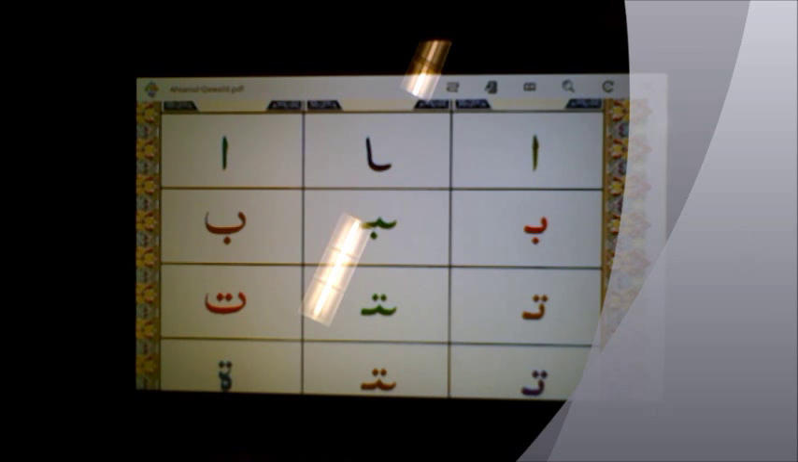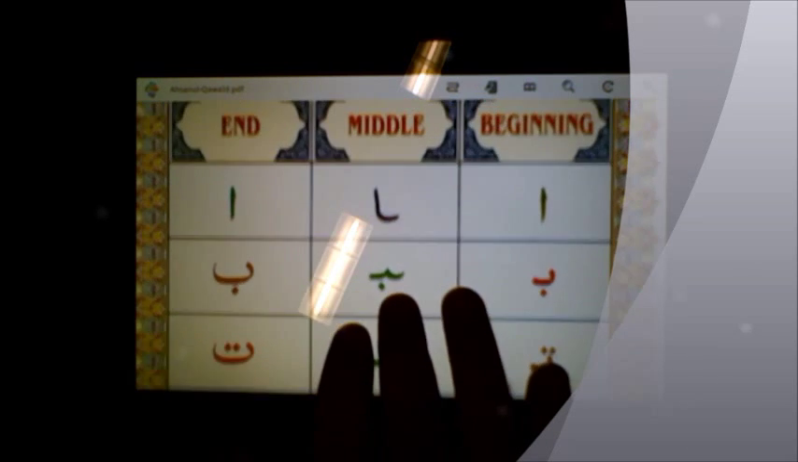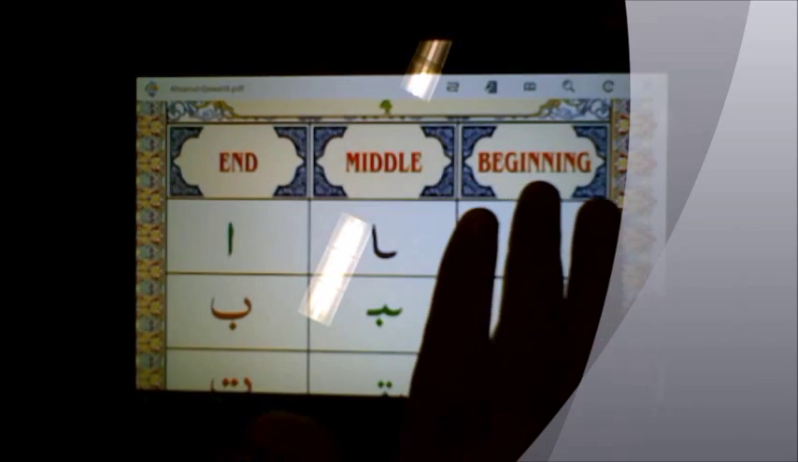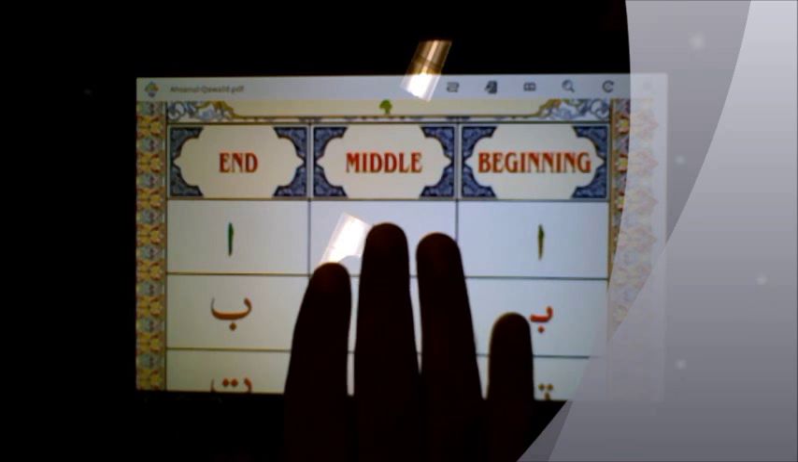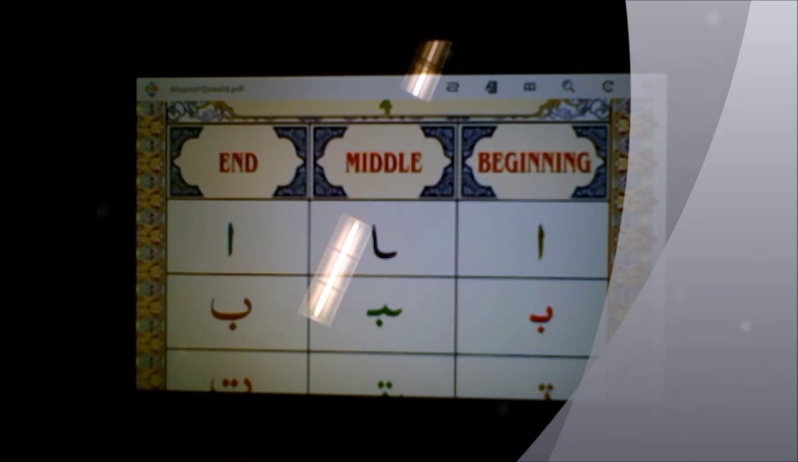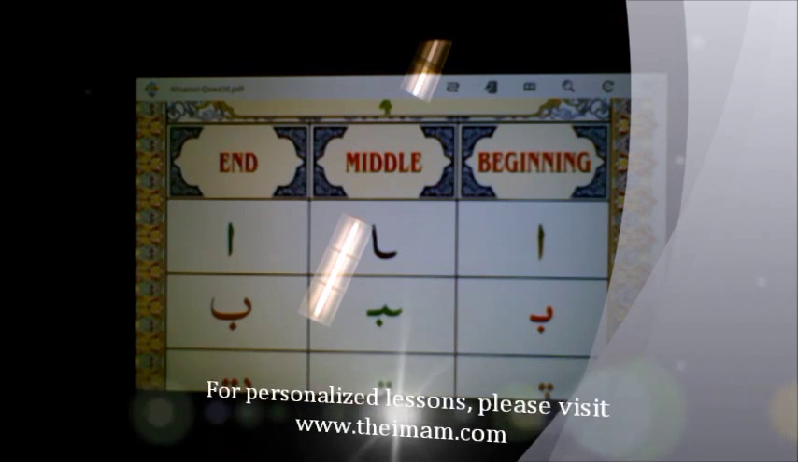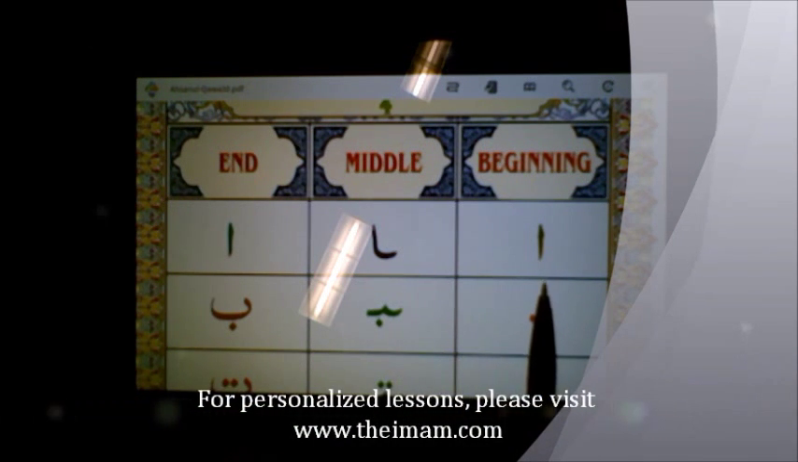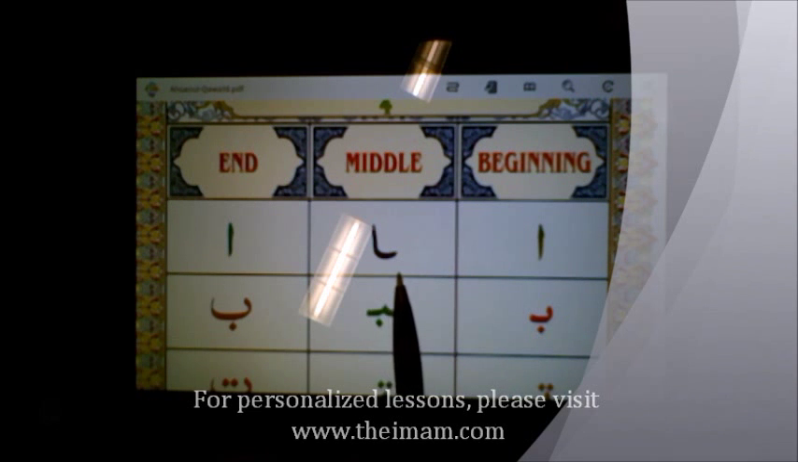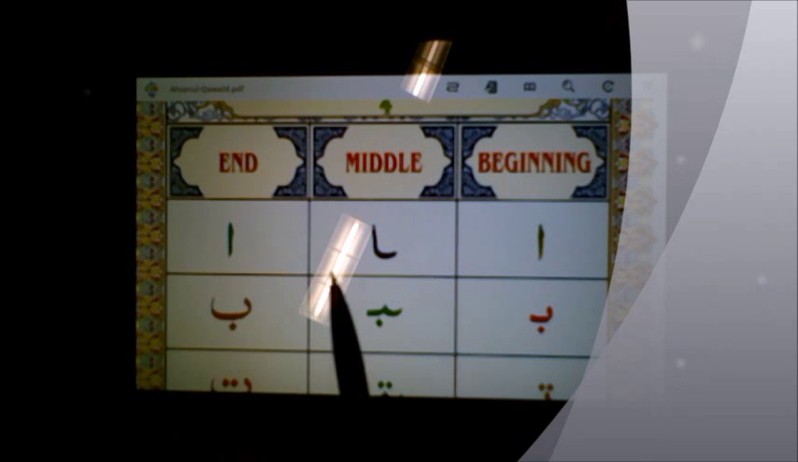Today, we're just going to have a recap of the beginning, middle, and end shapes of letters that you will find. Basically, the next lesson is pretty self-explanatory. If you see on the top here, it says beginning, middle, end. And what that means is that you are looking at the various shapes that you will see at the beginning of a word, in the middle of a word, and at the end of a word, what the actual letters are going to look like.